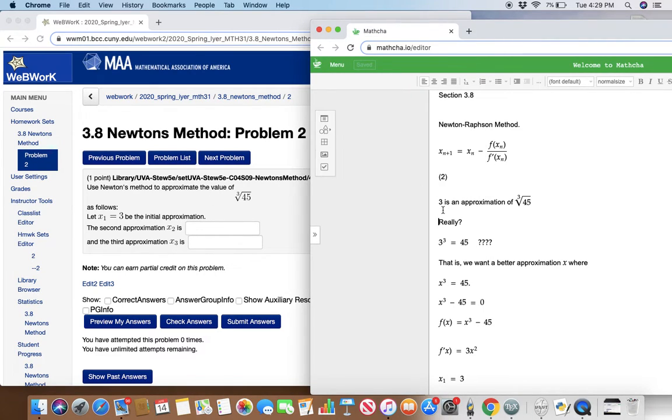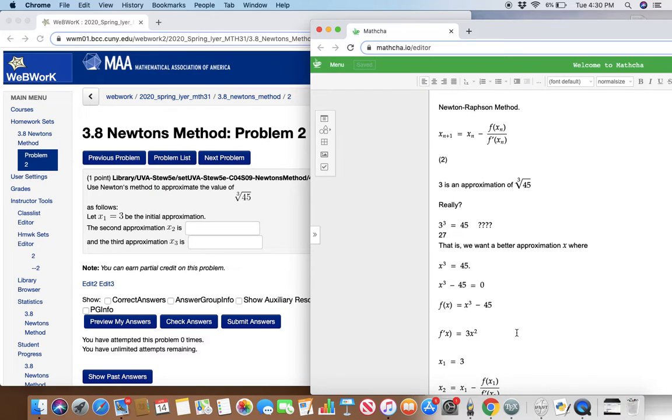Initial approximation. 3 is an initial approximation of cube root of 45? Really? What does that mean? 3 to the power 3 should be 45 or close to 45. If you multiply 3 to itself 3 times, you actually get 27. 27 is hardly a good approximation. We want a better approximation. Okay? What would be the better approximation? That number x whose power 3 is 45, right? To find cube root of 45, you need to find that number x whose power 3 is 45.